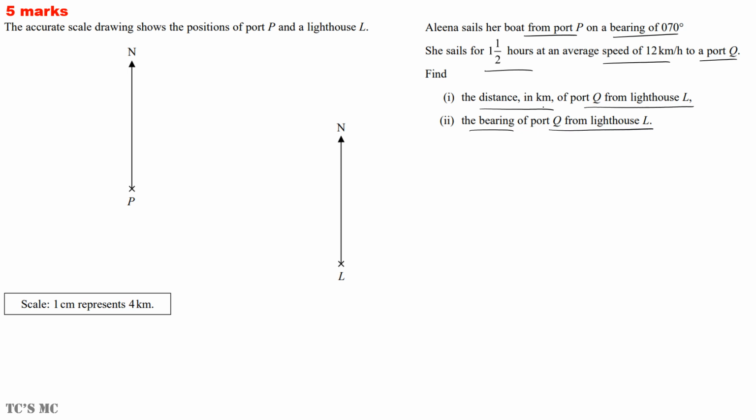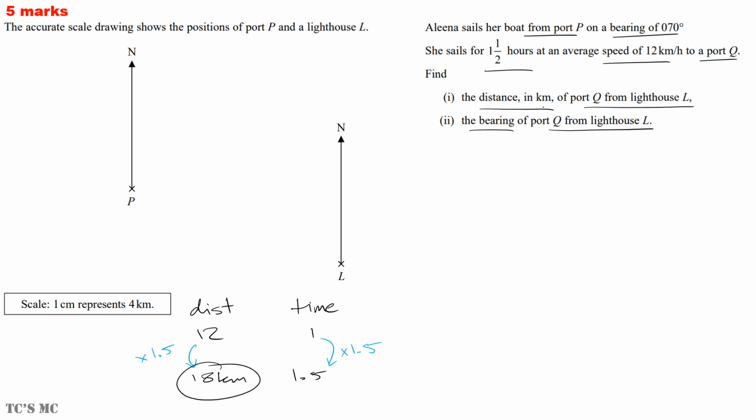To start with, we need to work out the distance that she's travelling. She travels 12 kilometers every 1 hour. She is travelling for 1.5 hours. If we go down, we need to multiply by 1.5. Do the same on the other side. 12 multiplied by 1.5 is 18 kilometers. Now we have our first mark.